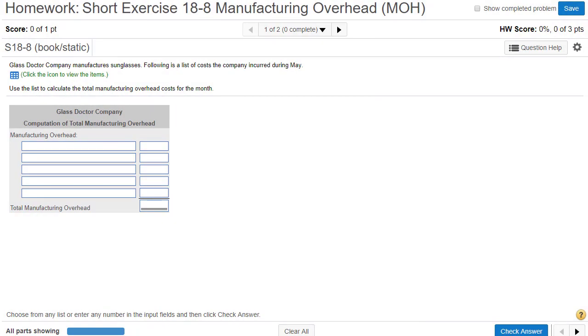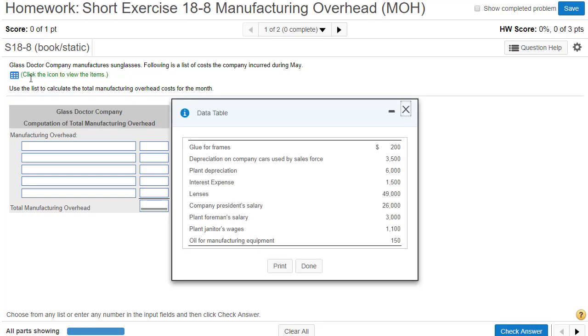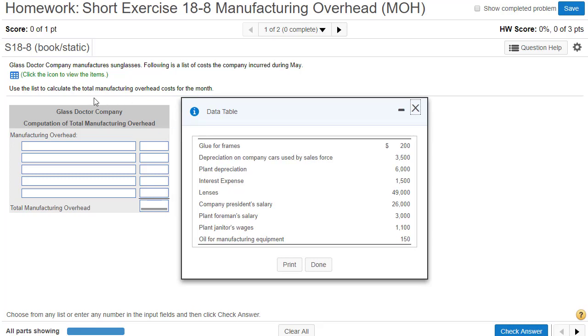Short exercise 18-8, manufacturing overhead. So Glass Door Company manufactures sunglasses. The following is a list of costs the company incurred during May. So here are some costs. And what we're going to do is take these costs and find out which ones are manufacturing overhead, and then we're going to total them up.